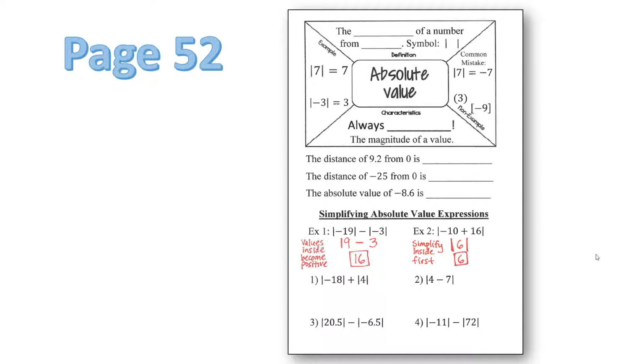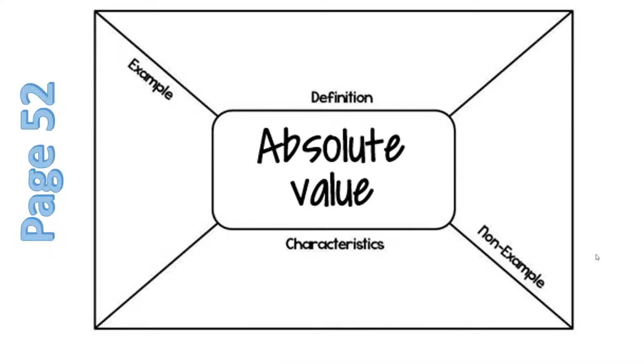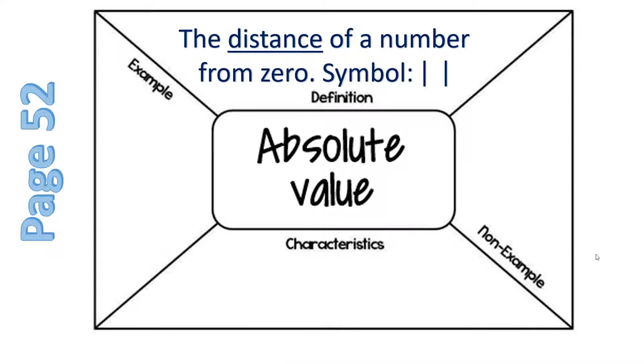Okay, so now we're going to be looking at page 52 of your notebook. The distance of a number from 0 is the definition for absolute value, and the symbol is 2 straight up and down lines that kind of look like goalposts. An example we have is the absolute value of +7 is 7, and the absolute value of -3 equals 3. So 2 separate examples there.